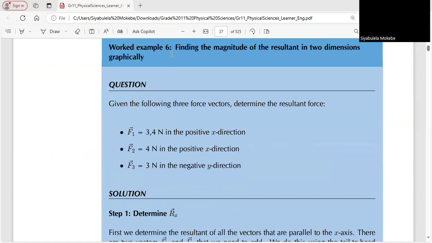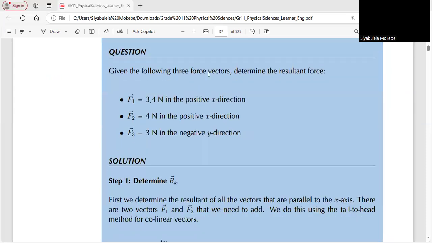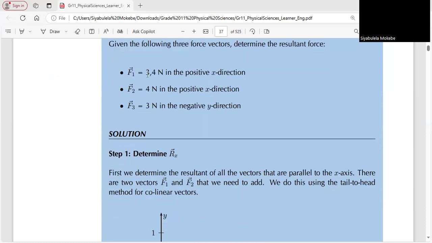Now, example number 6, finding the magnitude of the resultant in 2 dimensions graphically. Given the following 3 force vectors, determine the resultant force. Force number 1 is 3.4 Newton in the positive x, force 2 is 4 in the positive x, and force 3 is 3 in the negative y.